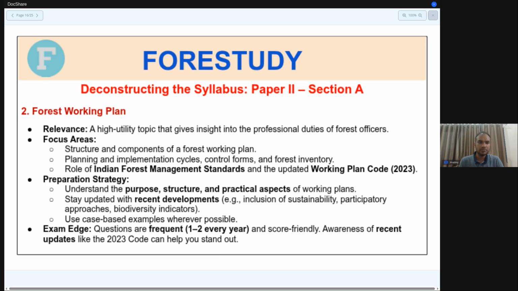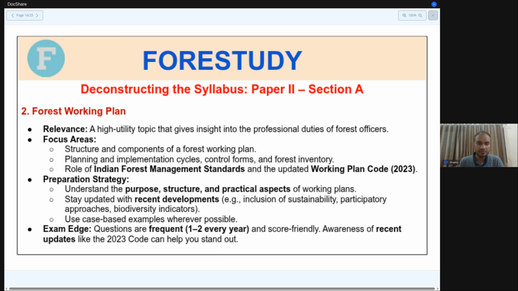The second chapter of paper 2 section A is the forest working plan. You might have a rough idea of what a working plan is. A working plan is basically a written scheme that helps in managing the forest. All the management operations are done according to these working plans. These are prepared at the divisional level and for 10 years.